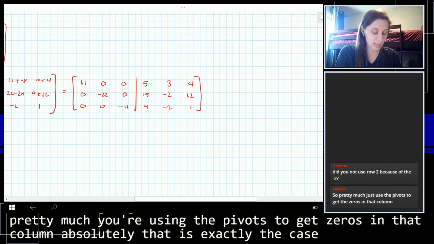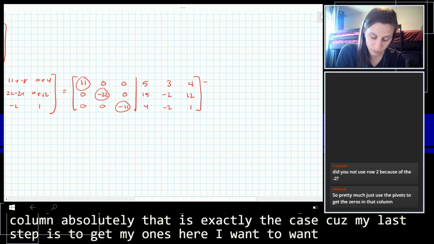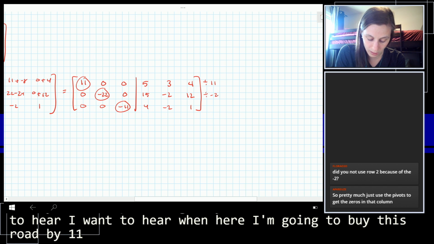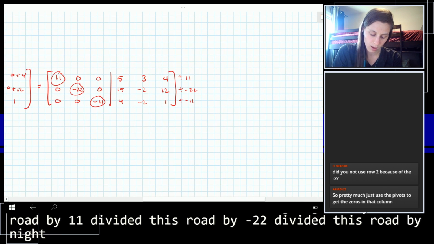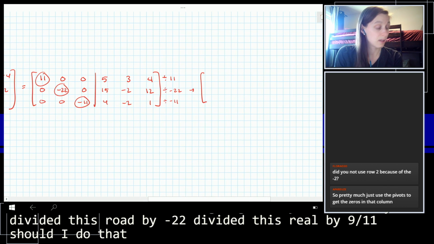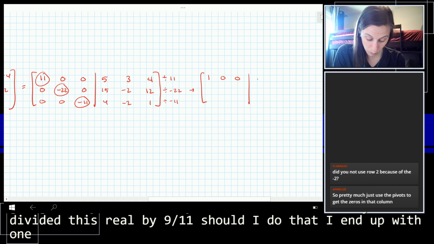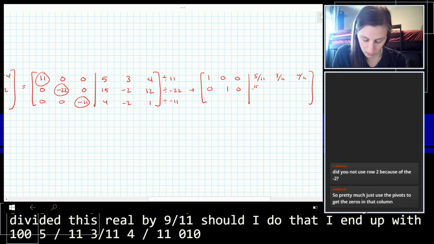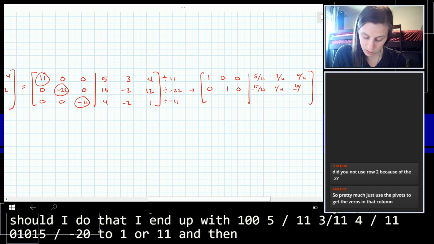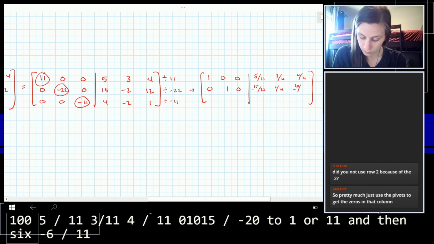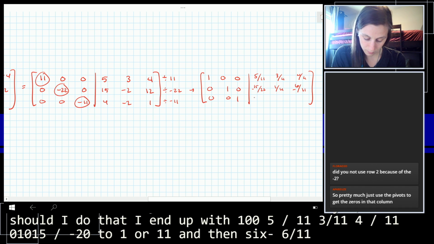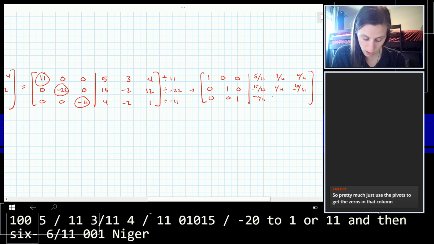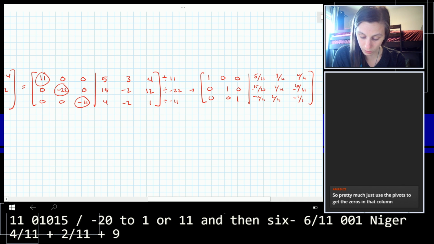Okay. So my last step is to get my ones here. I want a one here, a one here, and one here. I'm going to divide this row by 11, divide this row by negative 22, divide this row by negative 11. So when I do that, I end up with 1, 0, 0, 5 over 11, 3 over 11, 4 over 11, 0, 1, 0, 15 over negative 22, 1 over 11, and then 6 over 11, 0, 0, 1, negative 4 over 11, 2 over 11, and negative 1 over 11.